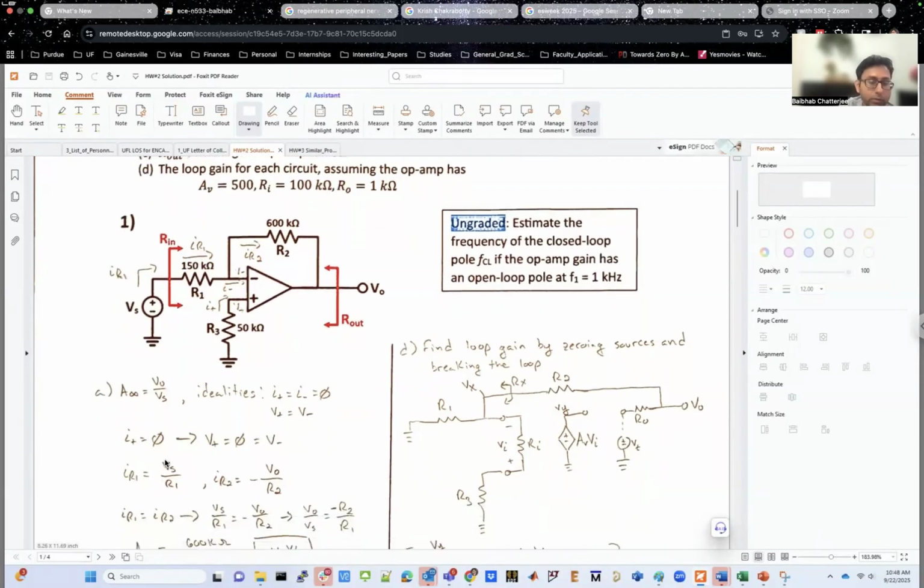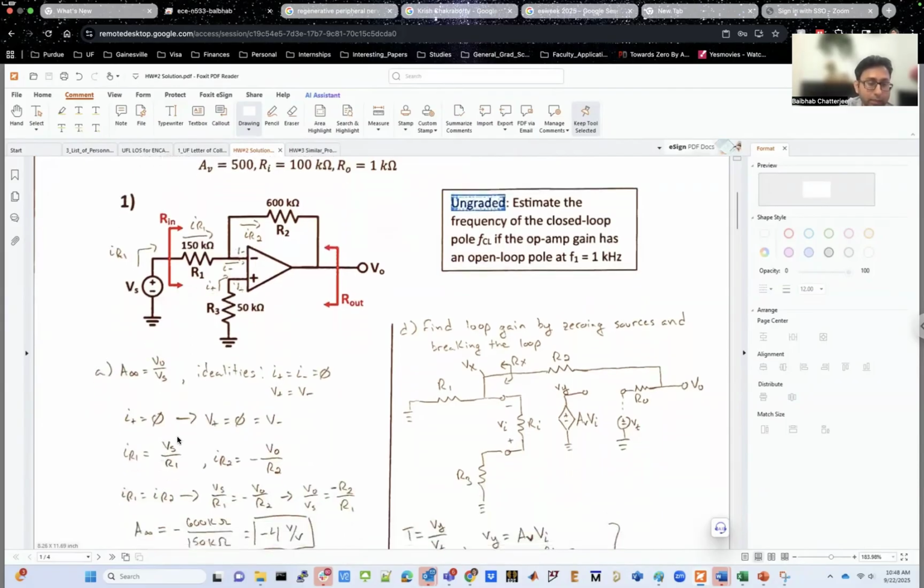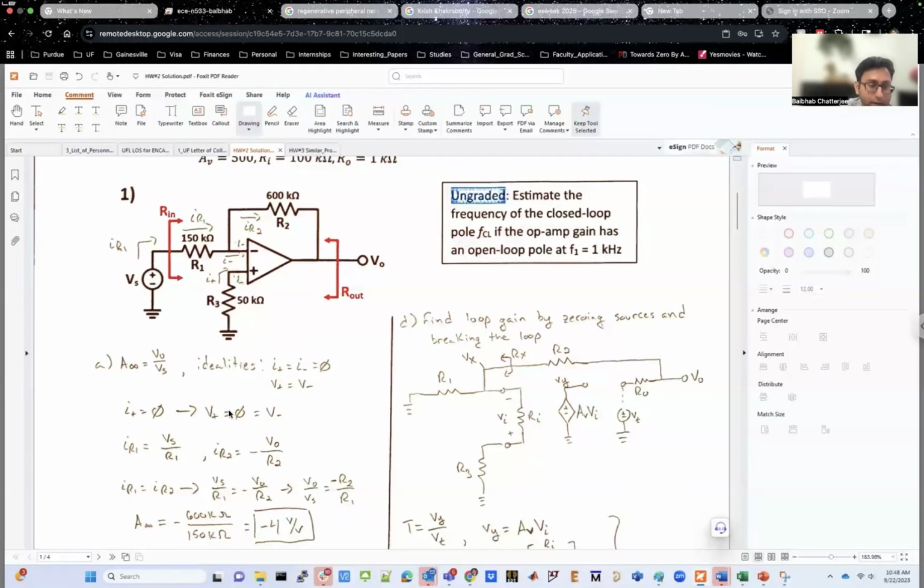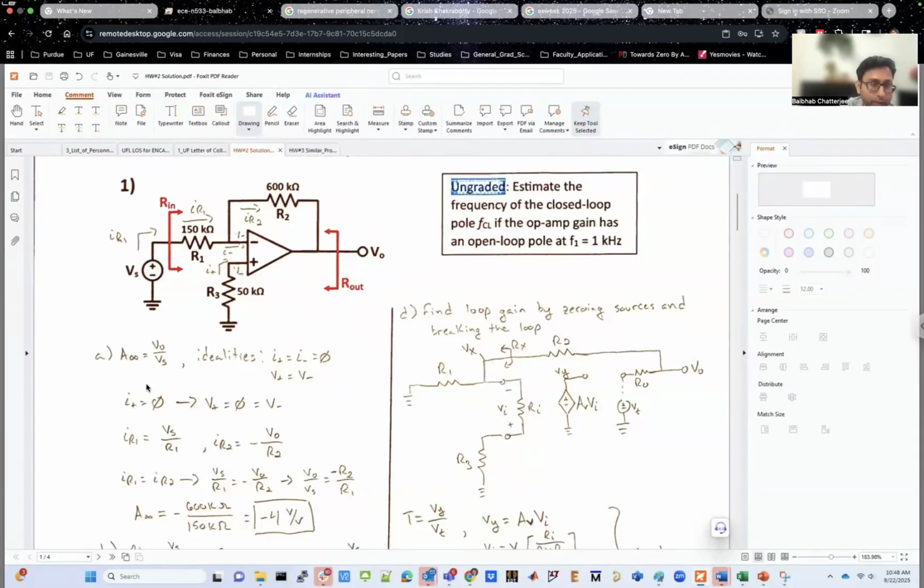And for that, you can use, let's say, nodal analysis or KCL and KVL based analysis that you have already learned in your earlier classes. And you'll end up with A infinity to be equal to minus 4. That is minus of 600 kilo ohm divided by 150 kilo ohm. So that's pretty easy.